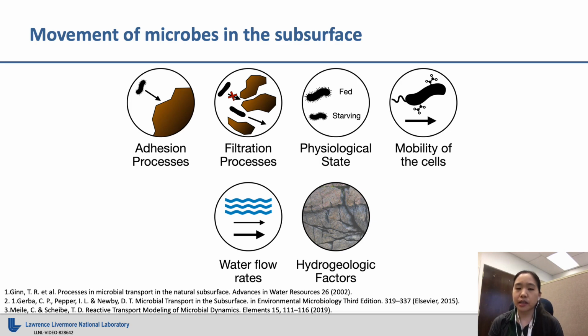The mobility of cells is also affected by whether or not the cell has flagella, and certain polymers on the cell surface can enhance or impede a cell's mobility. Abiotic factors also impact the movement of microbes in the subsurface. These include water flow rates and other hydrogeologic factors such as porosity of the material, hydraulic connectivity, and much more.